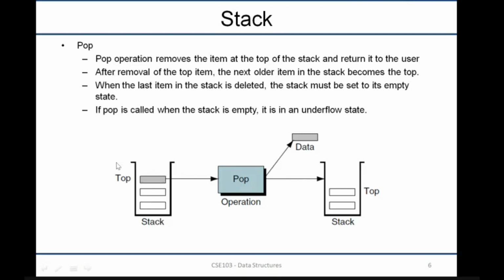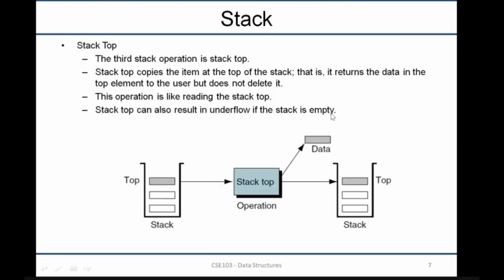If you take the picture, we have a stack and the top is pointing to the topmost element, and the pop operation removes the topmost element and returns it to the calling function or to the user and decrements the top. So now top is pointing to the previous element. This is pop operation. Here we have one situation called underflow: whenever you call the pop operation on an empty stack. The stack is empty and still if you are trying to pop an element, this is called an underflow.